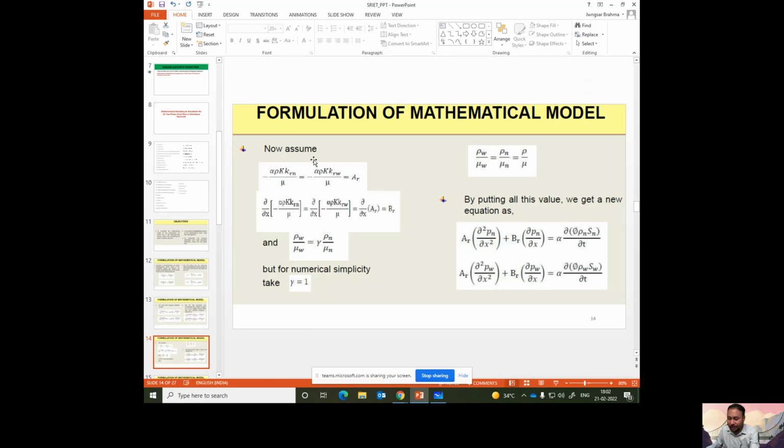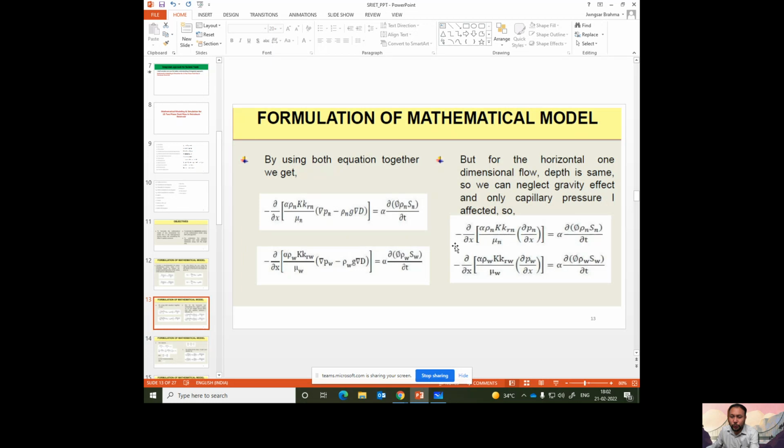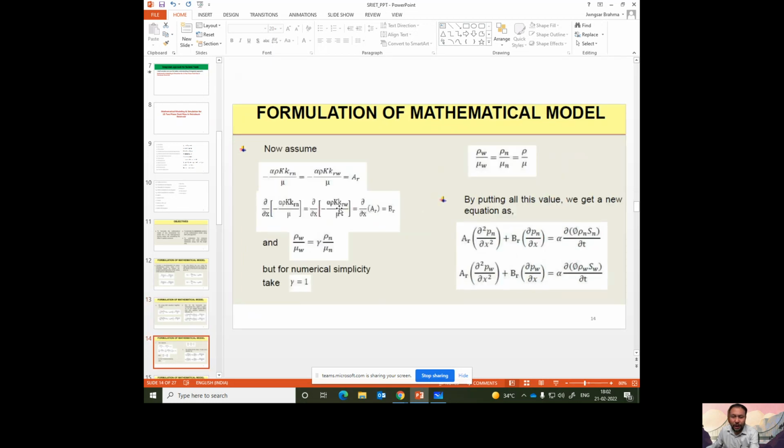Now we assume that because it is very lengthy to write every time, I represent this term as AR. So I can find the derivative of this, and I represent it as BR. What is BR? This is the partial differentiation with respect to x. Okay, and suppose this is equal to this. We assume all these things, but for numerical simplicity, take gamma equal to 1.